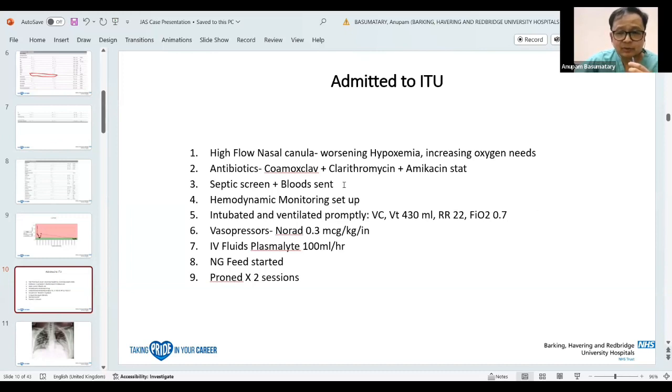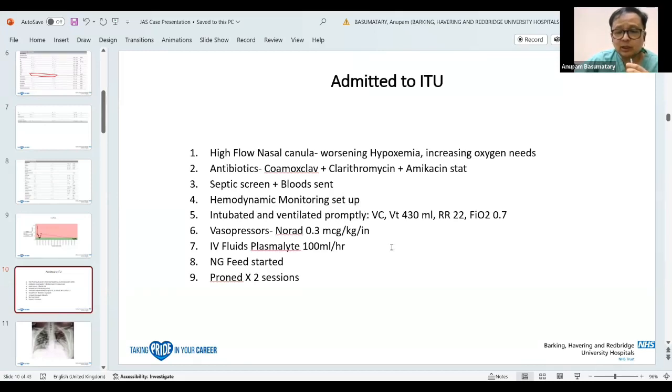Before that, septic screen as standard, we follow the Sepsis 6 pathway. So the septic screen and the bloods were sent. In the ITU, we set up the hemodynamic monitoring, including arterial lines, central lines. But then he did not tolerate high flow nasal cannula oxygen for too long. So he had to be promptly intubated and ventilated, I think within 3 to 4 hours.